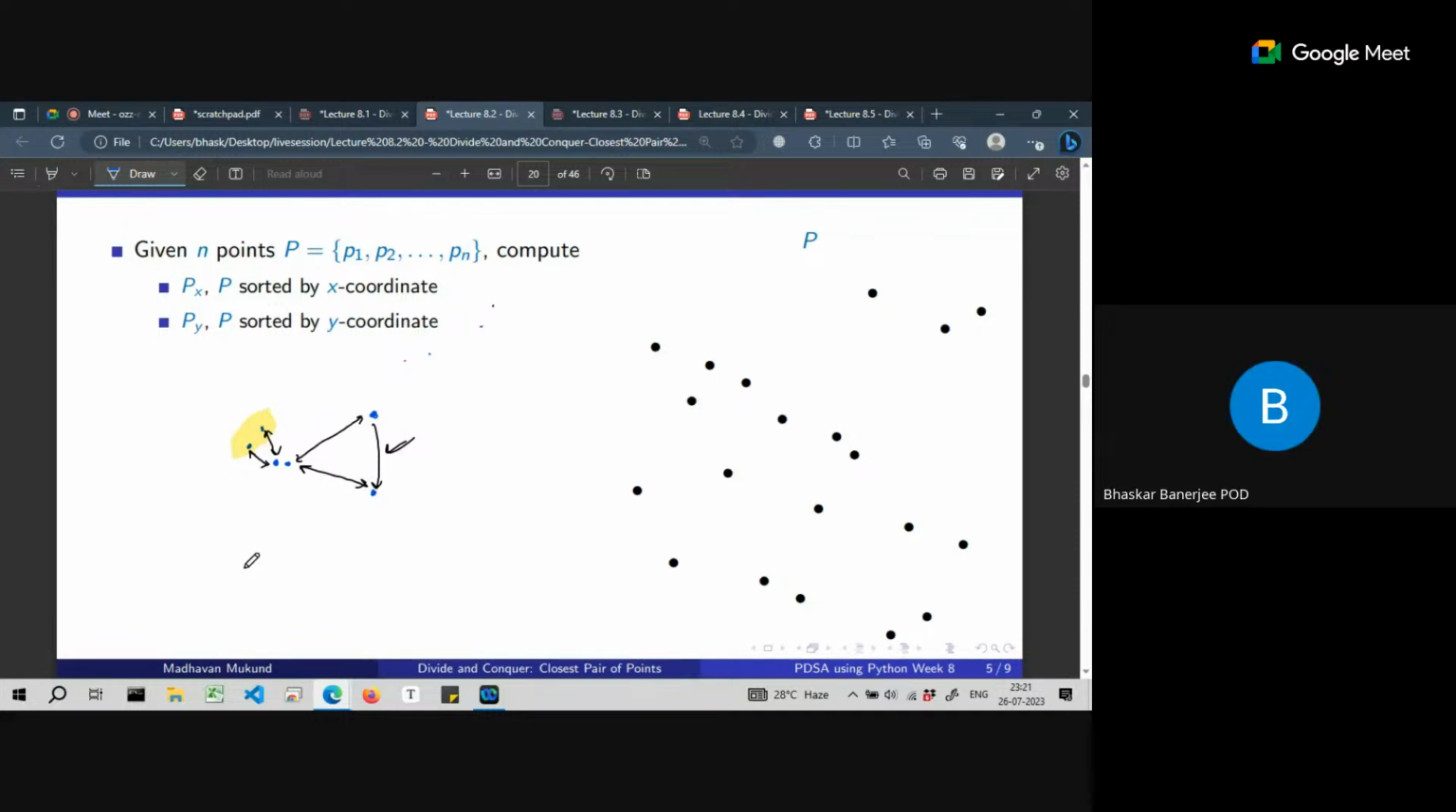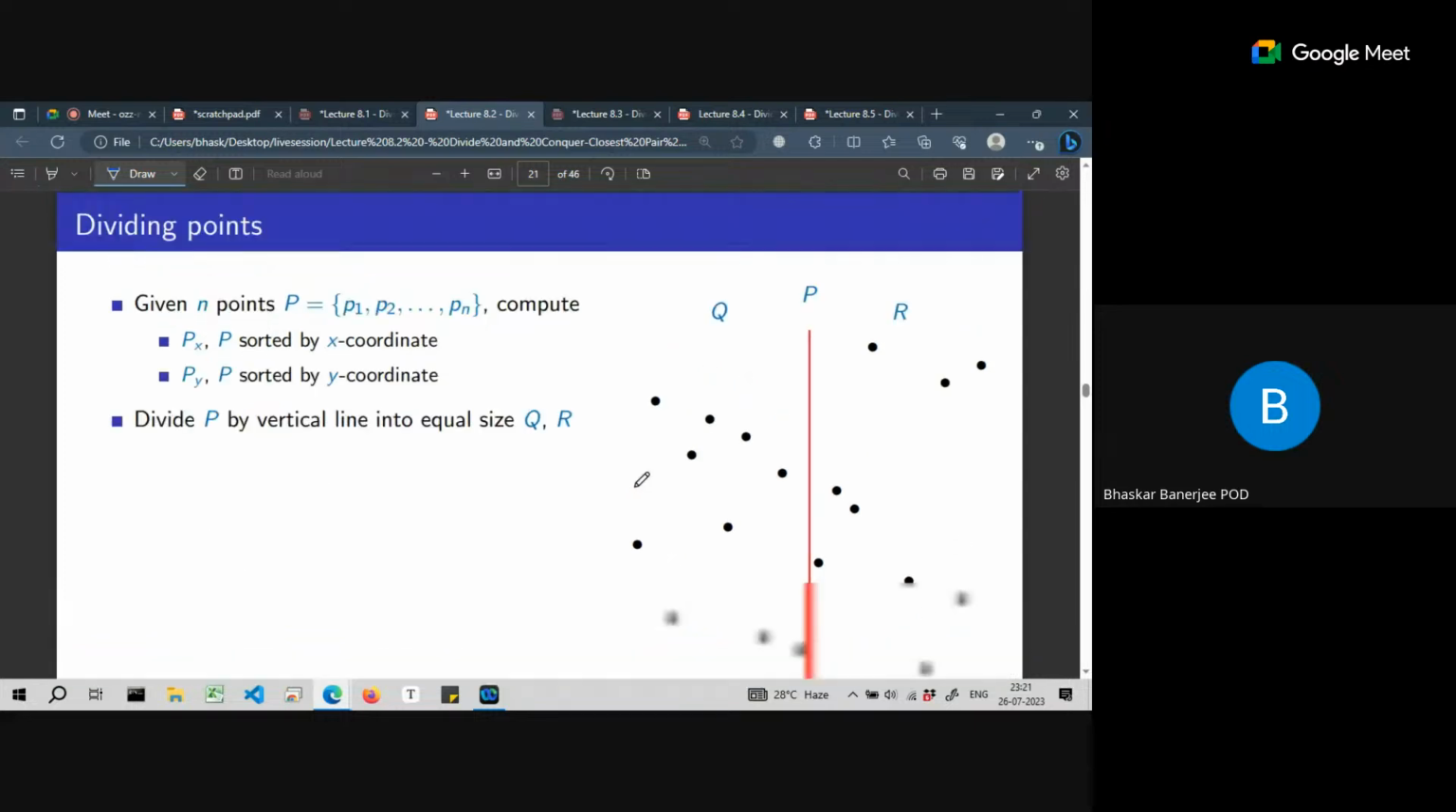So what we do is keep a dictionary of all the sorted x coordinate points, and another dictionary of all the sorted y coordinate points. Sort the coordinates of all the points on the basis of the x dimension, and again in another dictionary keep everything in sorted order by the y dimension. So that's what we are doing: sorted by x coordinate, sorted by y coordinate, keeping them in Px and Py. P is basically the total data set, the point set. Okay.